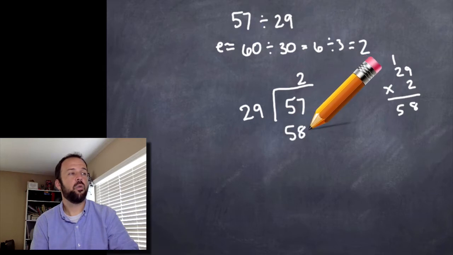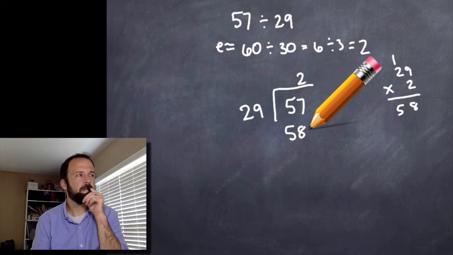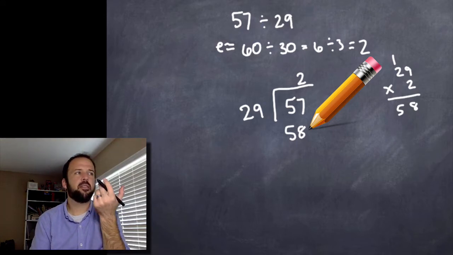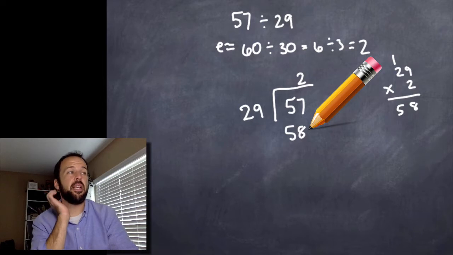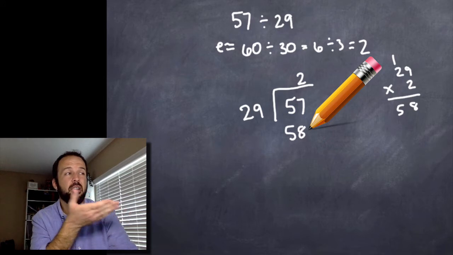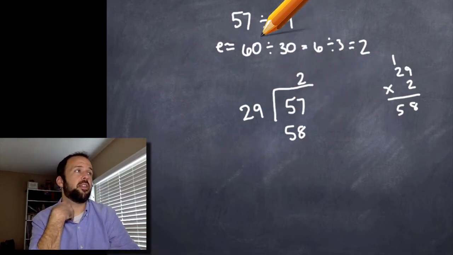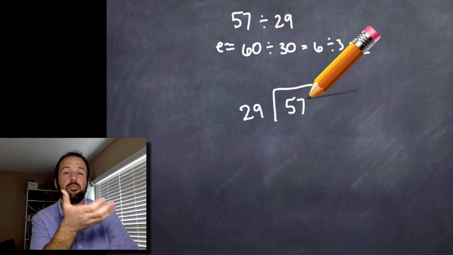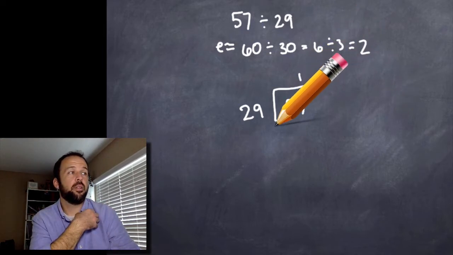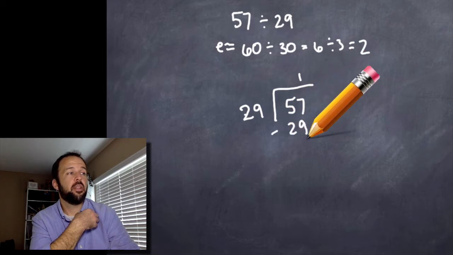Uh-oh. What's wrong here? What did I do? Did I mess something up? Could you guys help me out? What did I do wrong? Right, my estimation of 2, that's going to be too big. It's not going to work. So I'm going to have to step down. I can't use 2 because that's going to put me over the number that I'm trying to divide. So instead, I'm going to have to step that back down, and the only further way that I can go down is 1. So 29 times 1, well, that's going to give me 29.